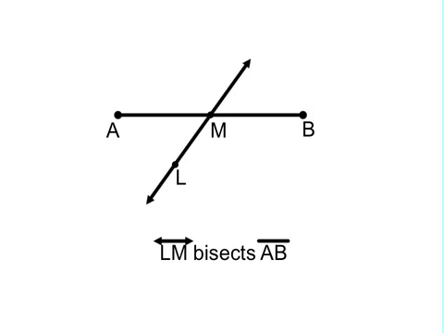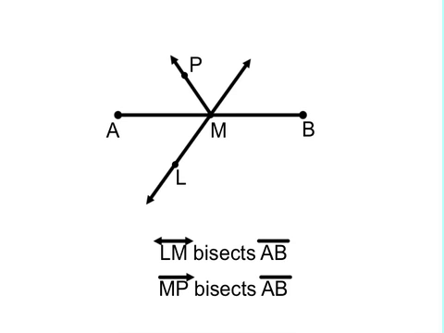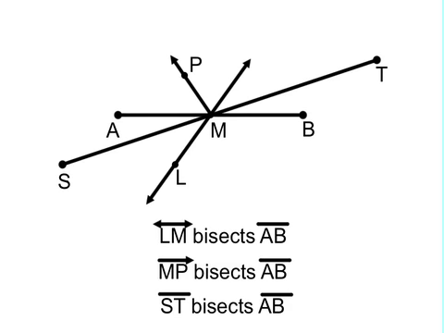Here's an example. We have our original segment AB and our midpoint M, and line LM passes through M, so we say that line LM bisects segment AB. Now we have a ray that starts at point M and goes off into the upper left side of the frame. And since ray MP contains the midpoint, we say that ray MP bisects segment AB. And here's one more example. We've added a segment that passes through the midpoint, so we say that segment ST bisects segment AB.